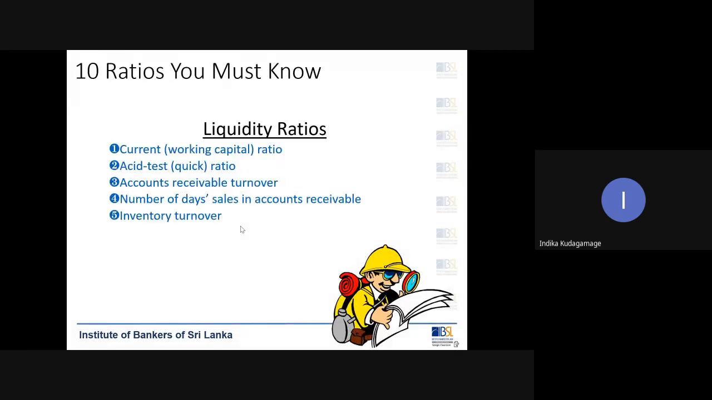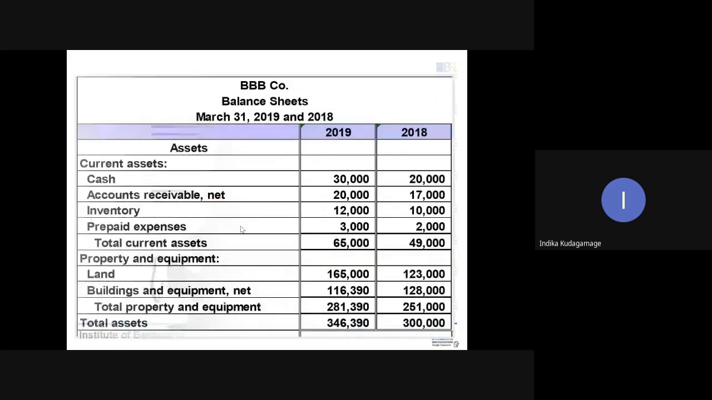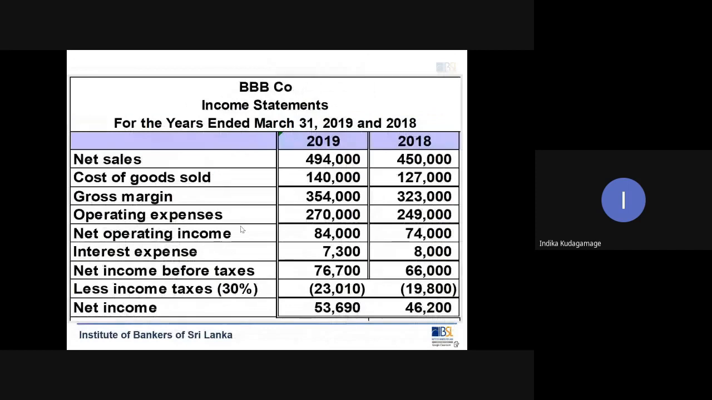Right? These are the ratios we will be working. Current ratio, asset test, account receivable turnover. I will go into details. I think we just discussed the first two last week, but I will go through it. Right. Okay, these are the figures we have, we can use.